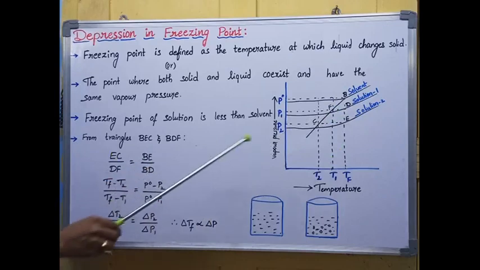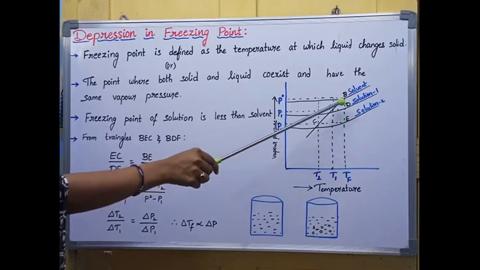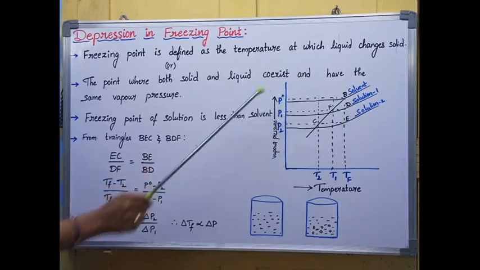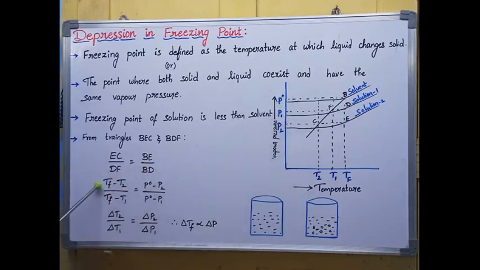BE is P0 minus P2, and BD is P0 minus P1. From this we can say that it is a difference: delta T2 by delta T1 equals the vapor pressure difference, delta P2 by delta P1. From this we can see that delta TF is directly proportional to delta P. That means depression in freezing point is directly proportional to the relative lowering of vapor pressure. We can consider this as equation 1. Let us continue the derivation.